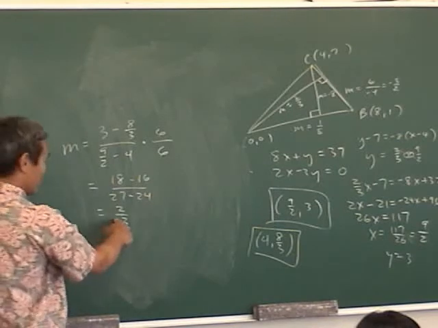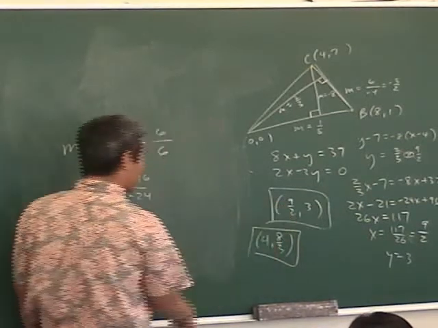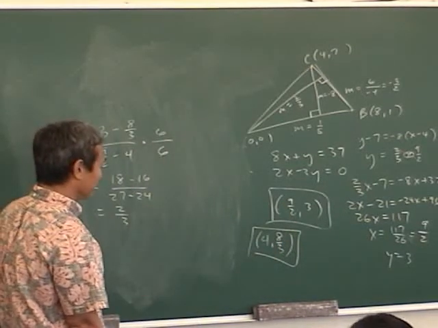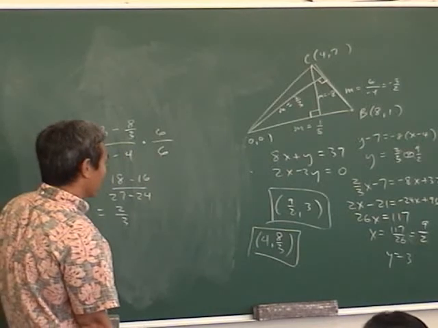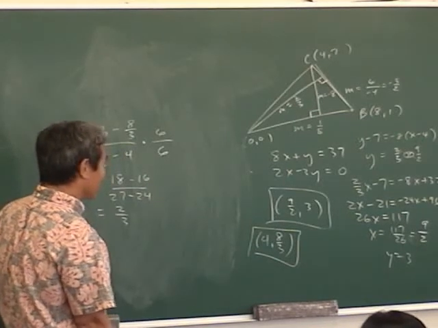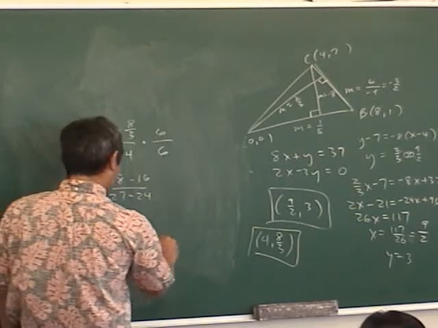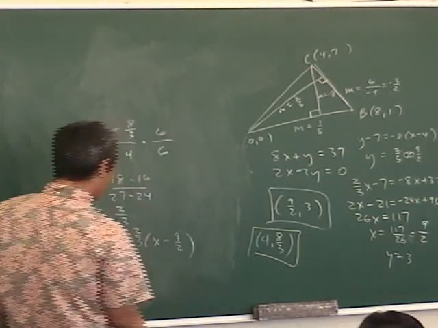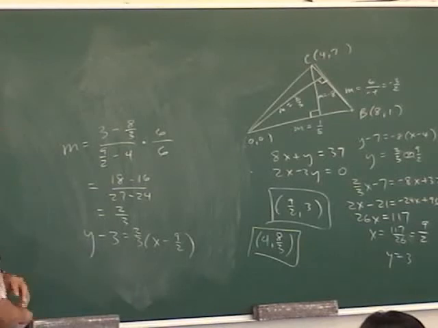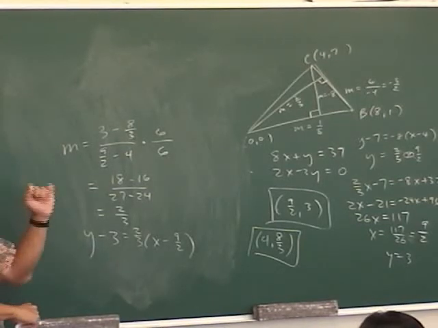So, here's the slope. Pick one of these points. Which point do you want to use? The top one? Okay. Y minus 3 equals 2/3 times x minus 9/2. Okay, that's the answer, except on the test, I'm going to say write your answer in general form.